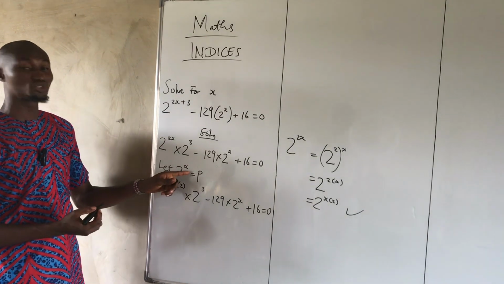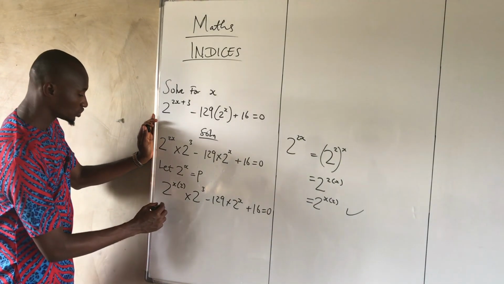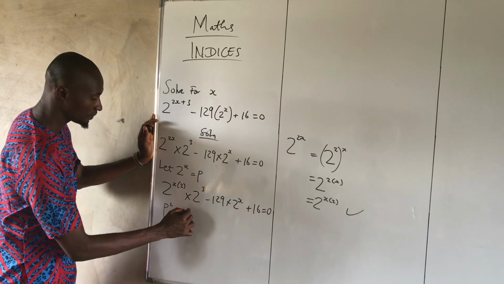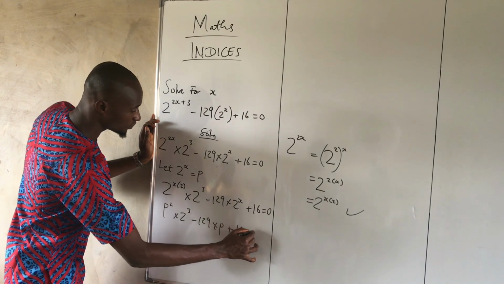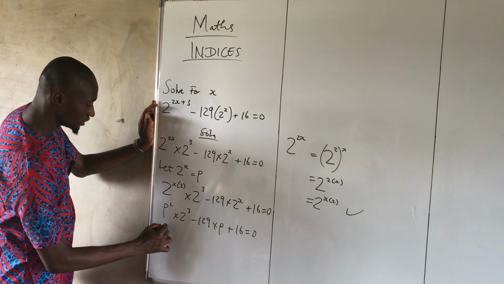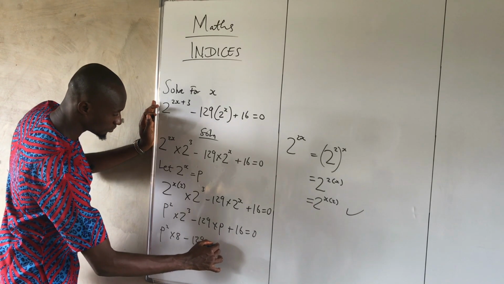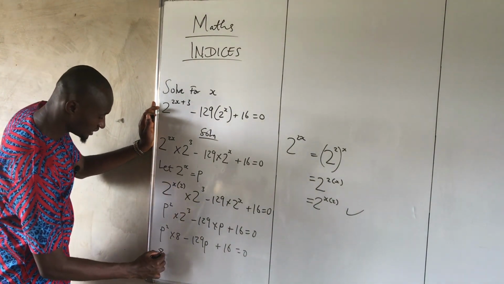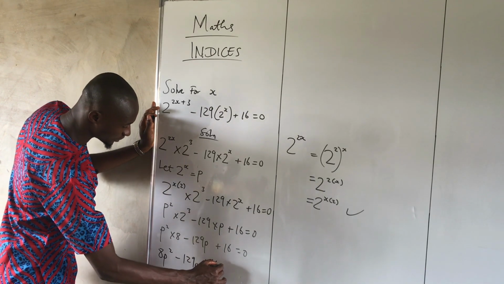Since I said let 2 raised to the power x equal p, anywhere I see 2 raised to the power x, I will replace it with p. So here becomes p squared times 2 raised to the power 3, minus 129 times p, plus 16 equals 0. But I'm aware that 2 raised to the power 3 is 8. So this becomes p squared times 8 minus 129p plus 16 equals 0. So finally, this becomes 8p squared minus 129p plus 16 equals 0.